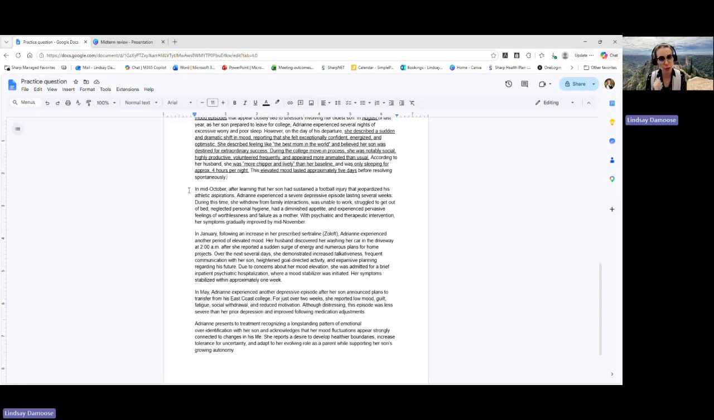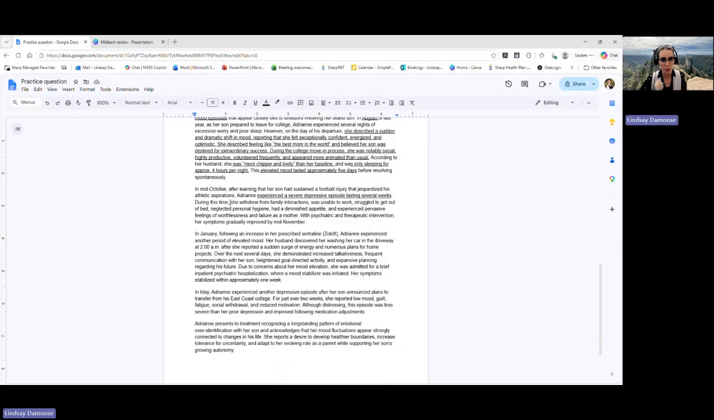Now, in mid-October, after learning that her son had sustained a football injury that jeopardized his athletic aspirations, Adrienne experienced a severe depressive episode lasting several weeks, okay? So this tells us what it is. But let's just make sure that we have justification to confirm that it is a severe depressive episode. During this time, she withdrew from family interactions, unable to work, struggled to get out of bed, neglected her personal hygiene, had a diminished appetite, and experienced pervasive feelings of worthlessness and a failure as a mother.